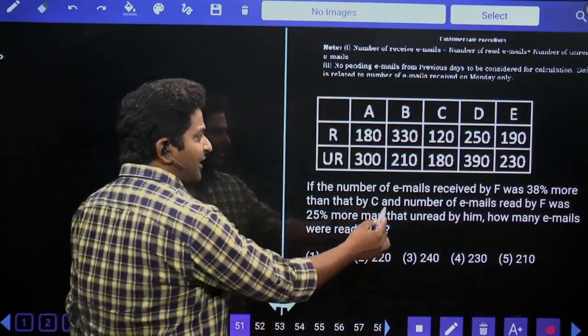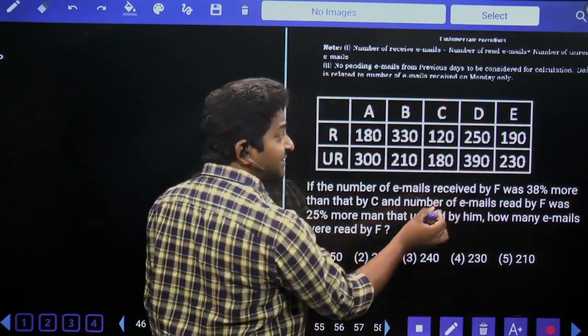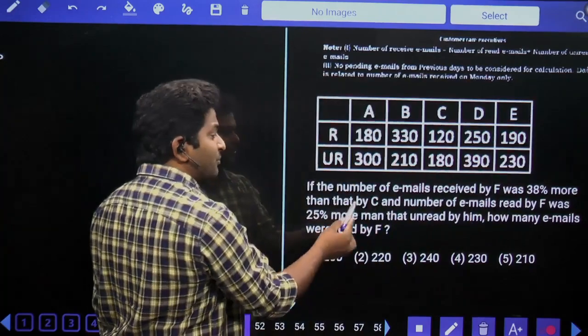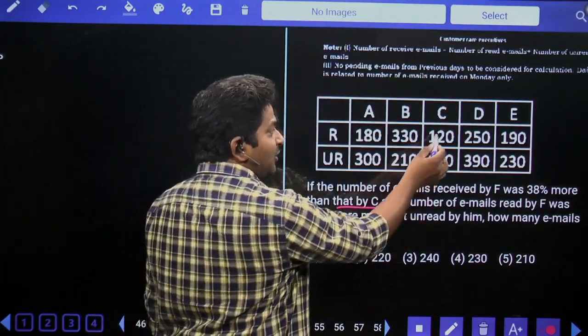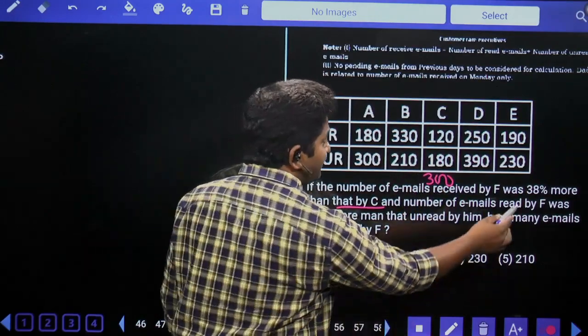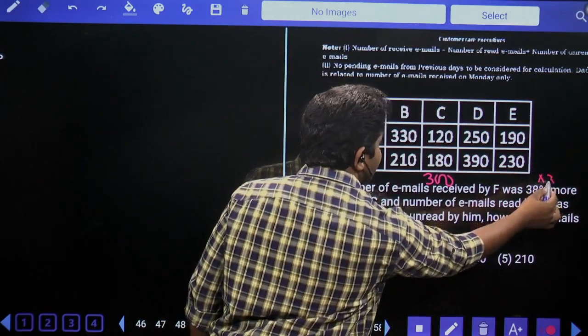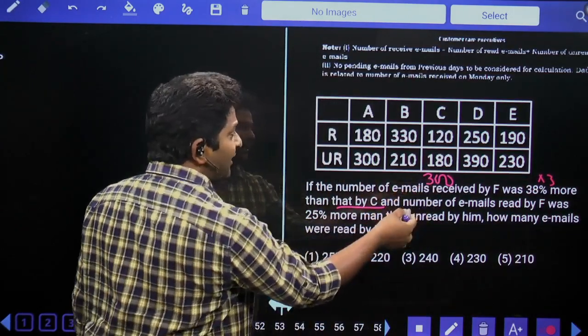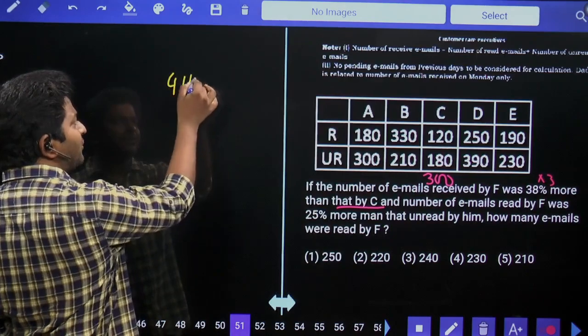If the number of emails received by F, they are asking, was 38% more than that by C. Total for C we have 300. 1% is 3, so 38% in the sense 38 3 times. 3 3s are 9, 8 3s are 24, so 114. 300 plus 114 is equal to 414.